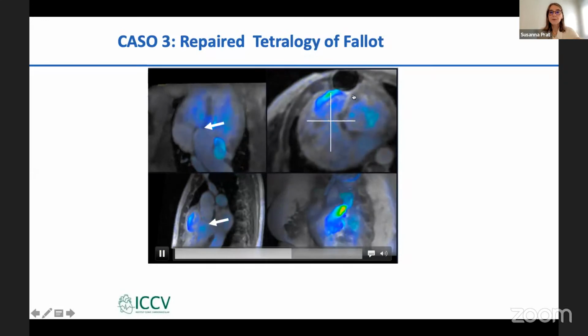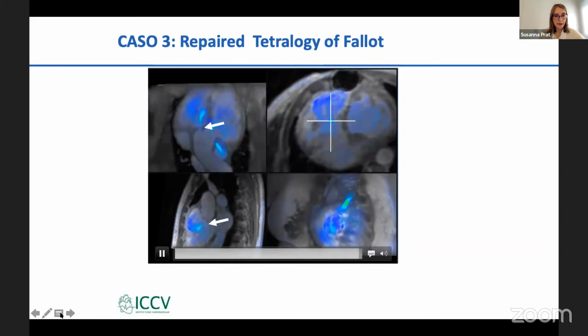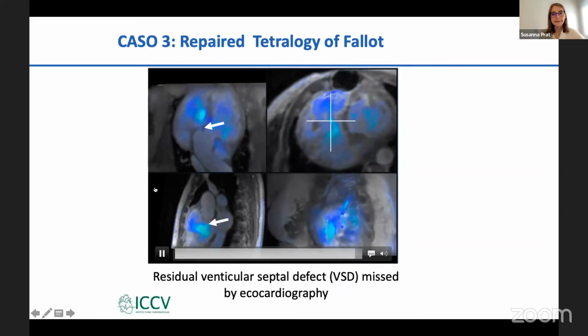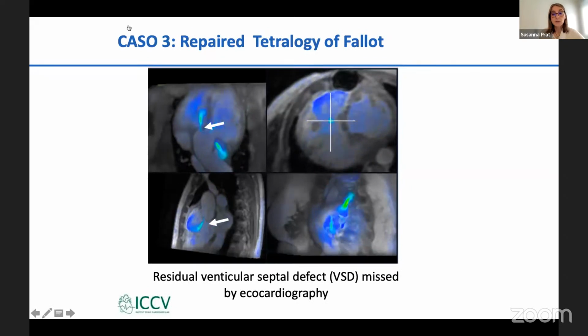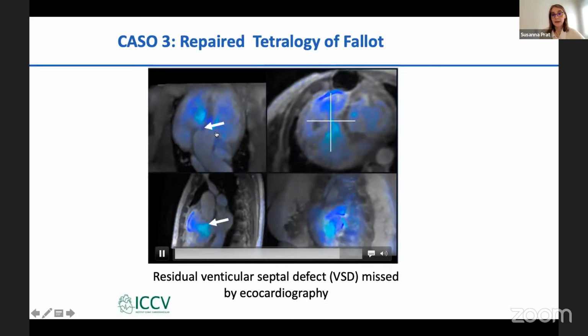But as well, when we did the 4D flow, as you have a volume, you can reconstruct as you want. Here we have the short axis view. This is the left ventricle, this is the right ventricle. When we were looking at the 4D flow, we saw a jet that came to us, and we put the reference line, and we could see that this jet was a left to right shunt, a residual ventricular septal defect that was missed by echocardiography, and was missed in the other MRI sequences as well.